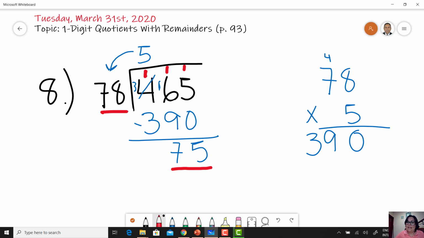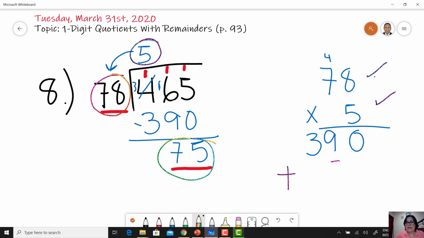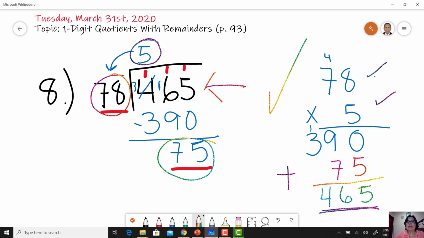So, and then we have to check. Remember that for checking, we have to multiply this times this plus this. And we already have 78 times 5. So let's add only the remainder 75. Okay, 0 plus 5, 5. 9 plus 7, 16, 1 from here, and 1 plus 3, 4. Look, we have the same answer here than here. So number 8 is also correct.